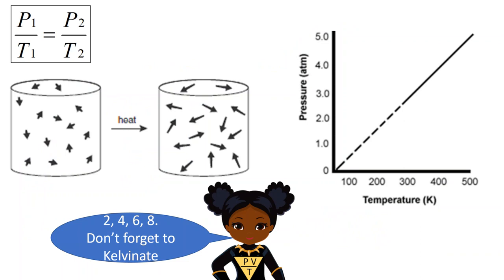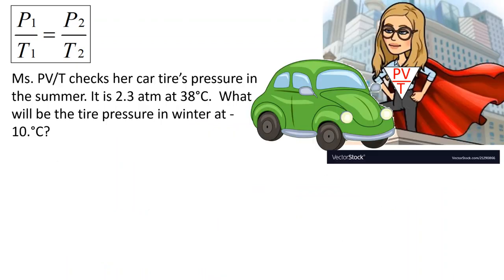We're on to our third type of calculation. As we increase the temperature, the particles move faster and faster, so they bump into the container walls faster and faster with more force and more frequency. So we have a direct relationship. And once again, 2, 4, 6, 8. Don't forget to Kelvinate.